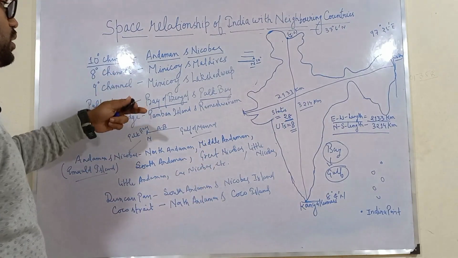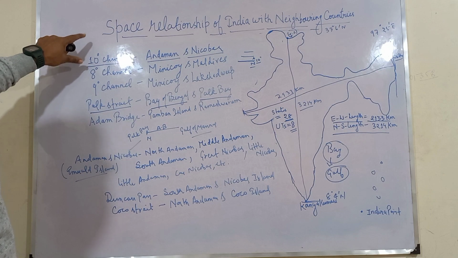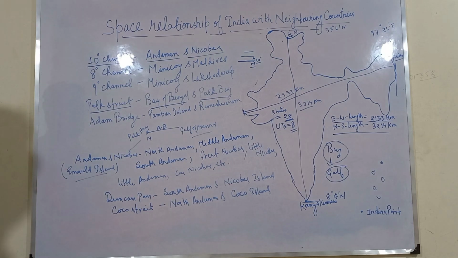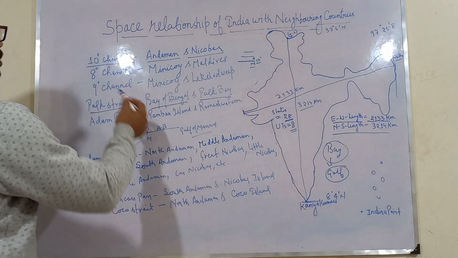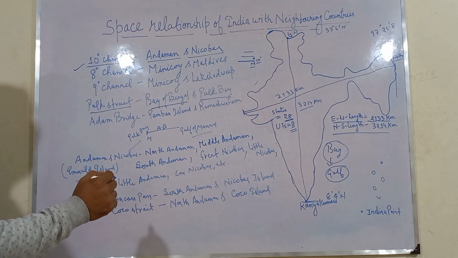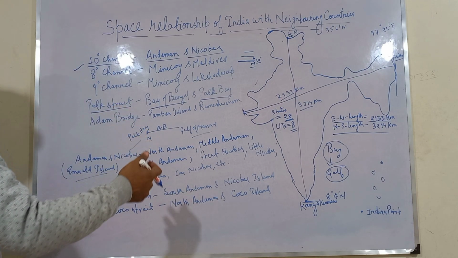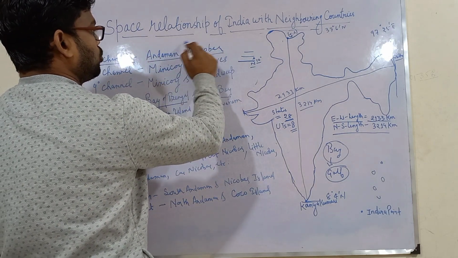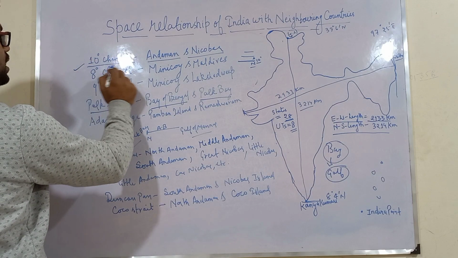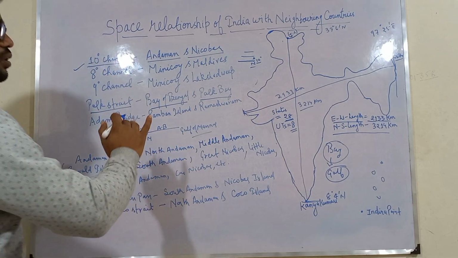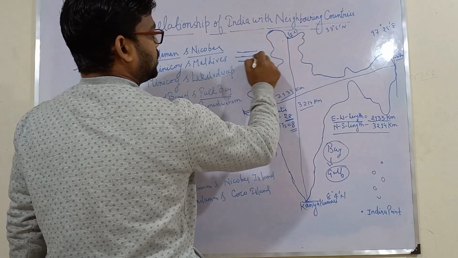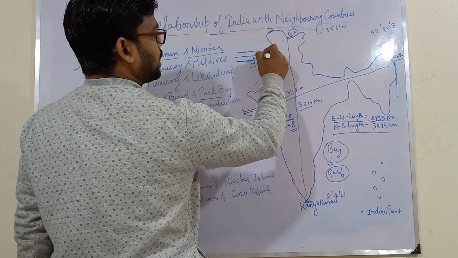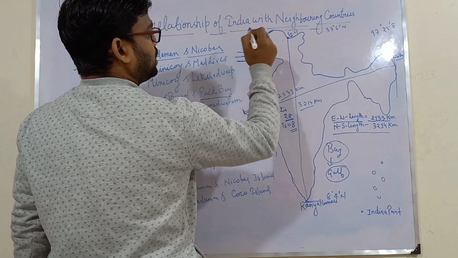Now we have a few other facts which are very important under this topic, and these are also asked especially in objective type questions. First one is the Ten Degree Channel. Questions are asked that the Ten Degree Channel separates which two islands. So do remember the Ten Degree Channel separates the Andaman and Nicobar Islands. The Ten Degree Channel is nothing but the 10-degree latitude. We know that these are latitudinal lines, so this may be the 8-degree latitude, 9-degree, and this will be the 10-degree latitude.